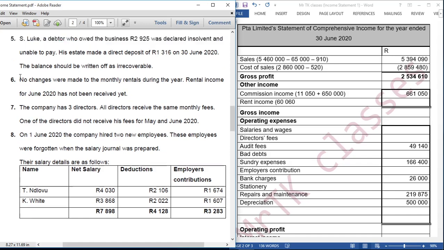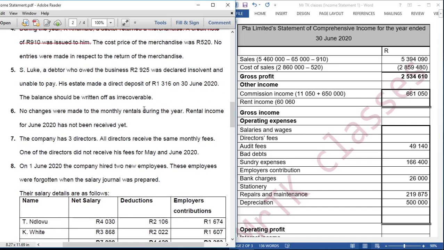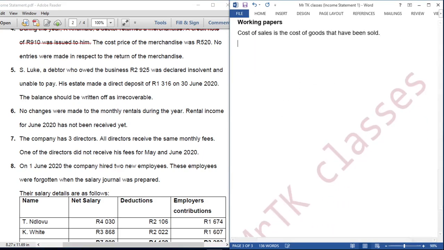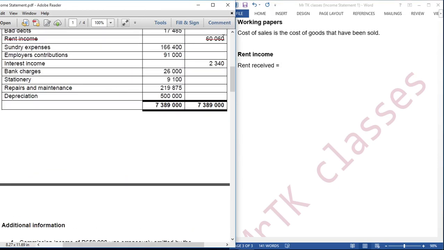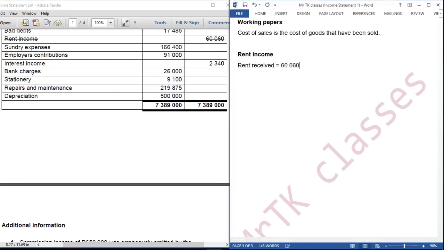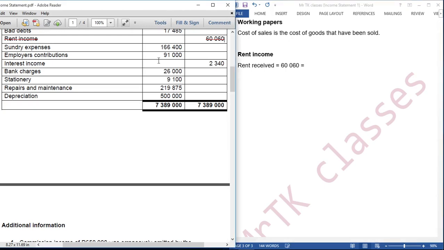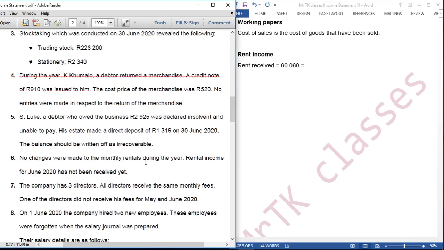Do we have an adjustment for this? Number six: no changes were made to the monthly rentals during the year. Rental income for June 2020 has not been received yet. So our rent income, we are going to calculate it like this. The amount in the trial balance is the amount that we have received, which is 60,060.